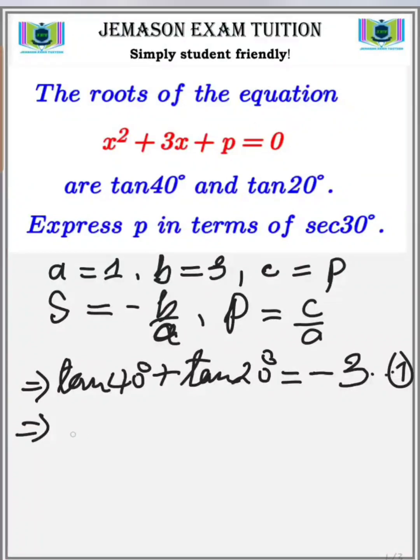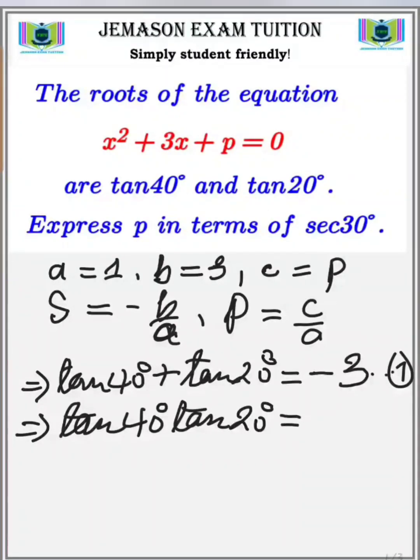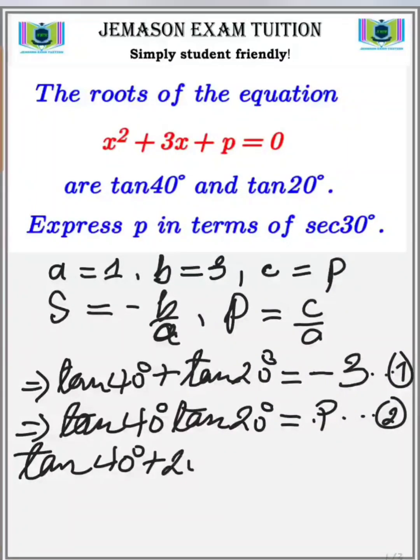We also have that the product of roots, tan 40 degrees times tan 20 degrees, should be c over a, and c is p while a is 1. So that simply gives p. You can also call it equation 2. Now when we observe these two results, we can see that 40 degrees plus 20 degrees would give us 60 degrees.